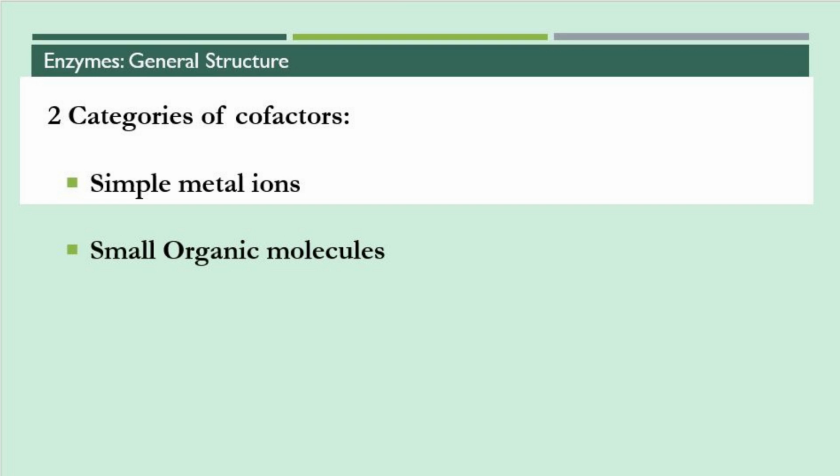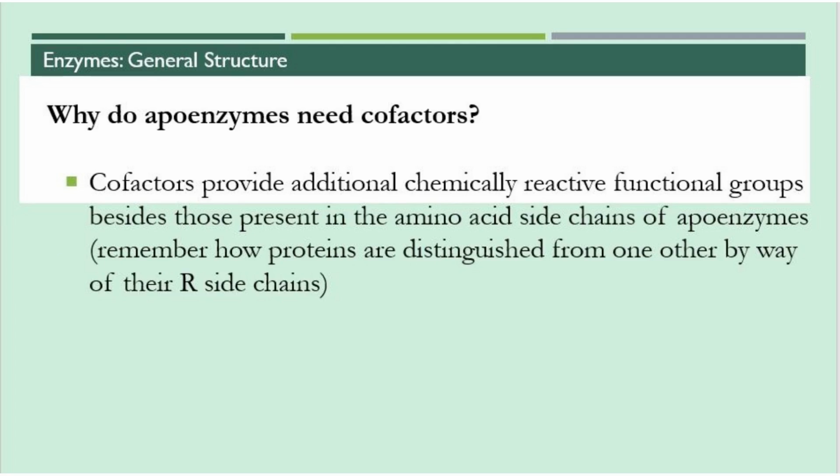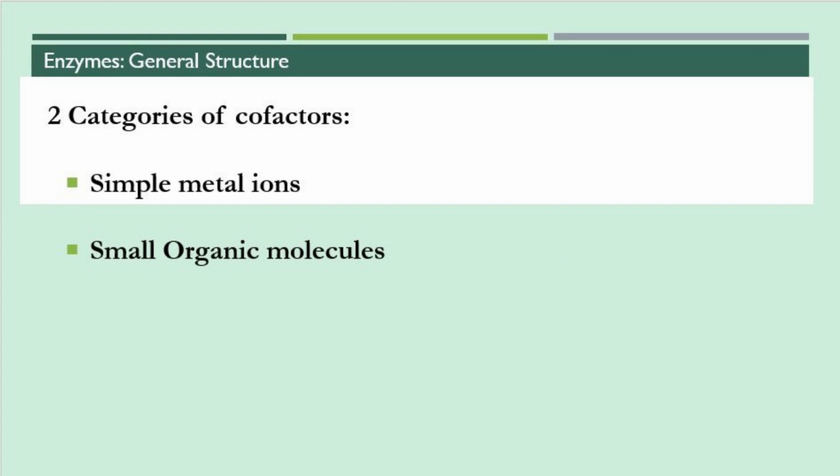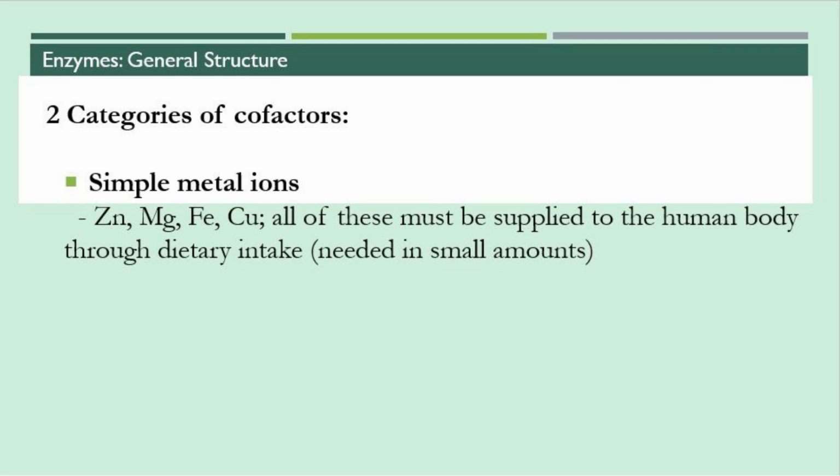Okay. We have two categories of cofactors. Remember, cofactors is ang non-protein na part. So we have two categories for them. We have simple metal ions and small organic molecules. Okay. Now, what is the difference between these two types of cofactors? Let's start first with simple metal ions. Okay, simple metal ions include zinc, magnesium, iron, and copper. Now, all of these must be supplied to the human body through dietary intake, and they are needed in trace amounts or small amounts. Okay, these are the simple metal ions cofactor. Again, the zinc, magnesium, iron, and copper.